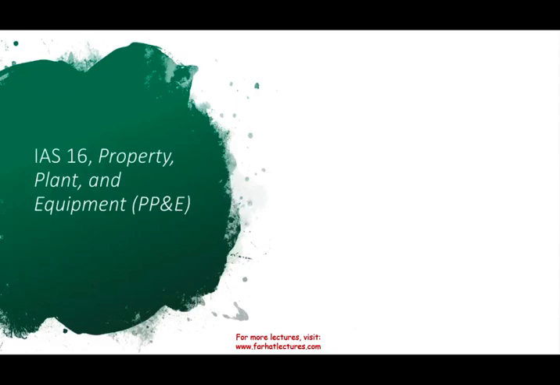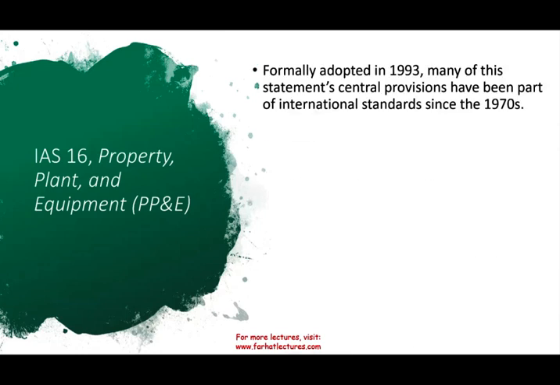Let's go ahead and talk about IAS 16, property, plant, and equipment. This standard was adopted in 1993, although many of its central provisions had been part of the IAS since the 1970s. So nothing has changed since the 70s, but it was formally adopted.